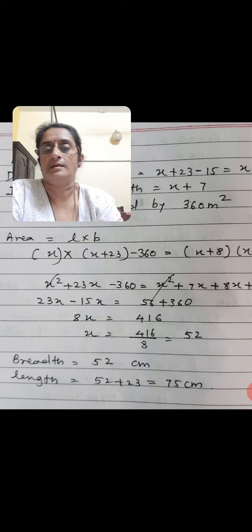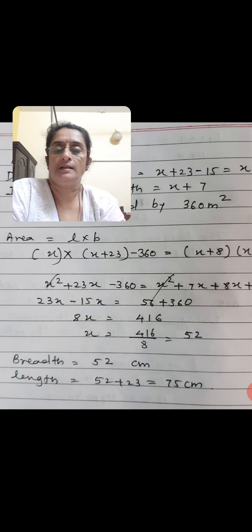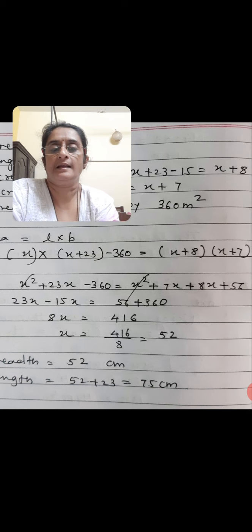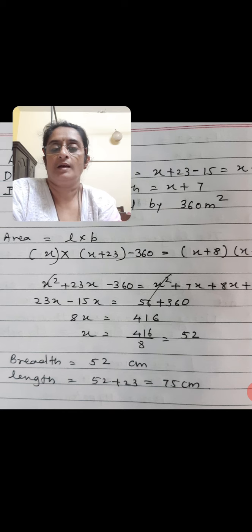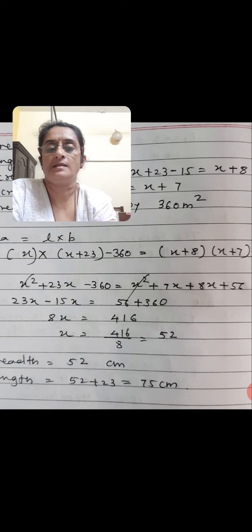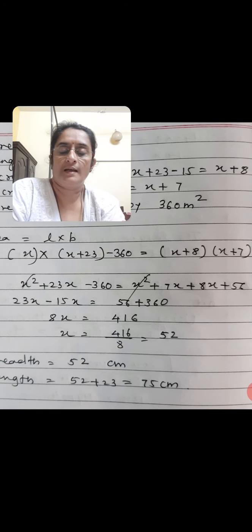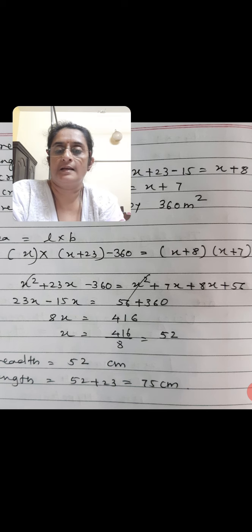Now solve the equation. x into x plus 23 gives you x square plus 23x, and then multiplication of x plus 8 and x plus 7 gives you x square plus 7x plus 8x plus 56. x square and x square from the right and left hand side will cancel. You will get x value as 52, and that is the breadth of that original rectangle. And what is the length? Plus 23. So 75 centimeter is the length of that particular rectangle.